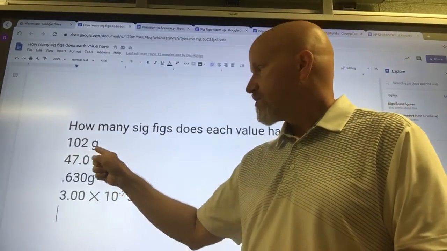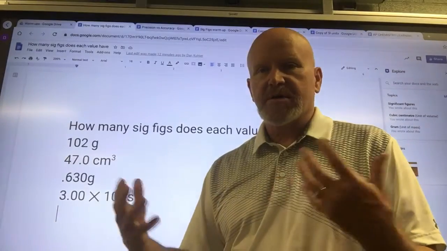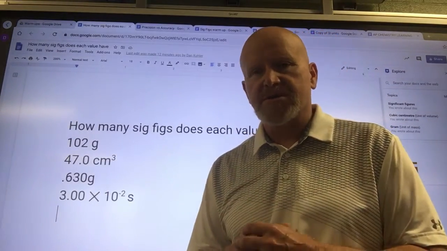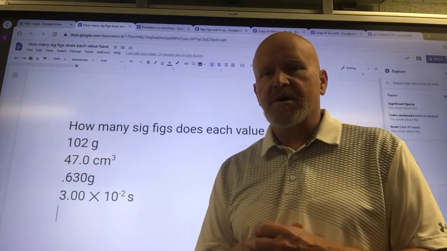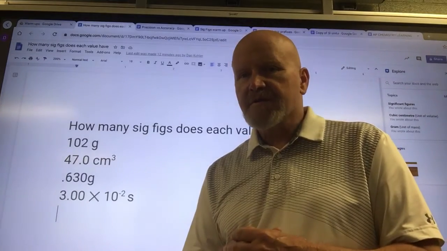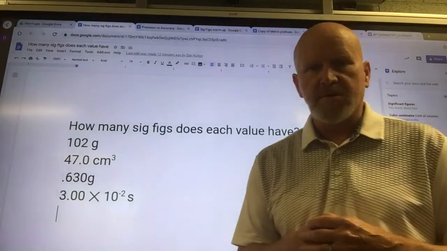Okay, so this 0 right here is significant because it's a sandwiched 0. And what does that mean? It's sandwiched in between numbers or values that are obviously significant, and that means they're measured. It gets a little tougher when these zeros are at the beginning or end of a number, and that's where students start to struggle a little bit.